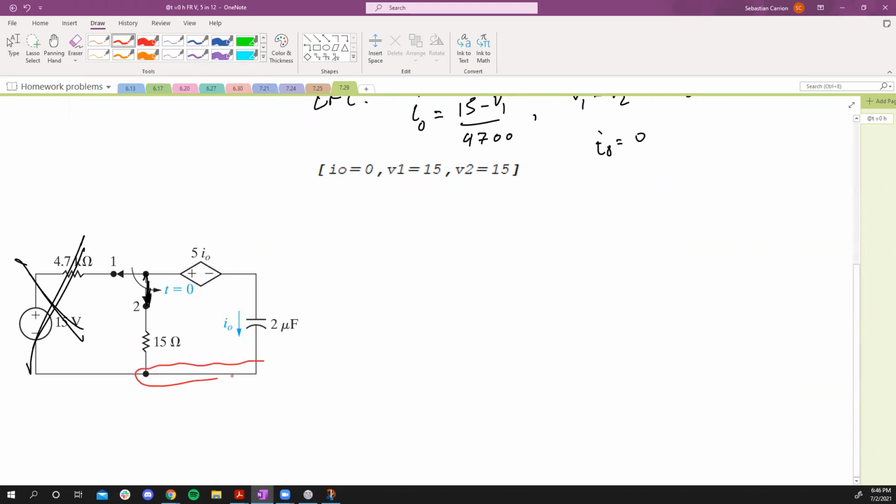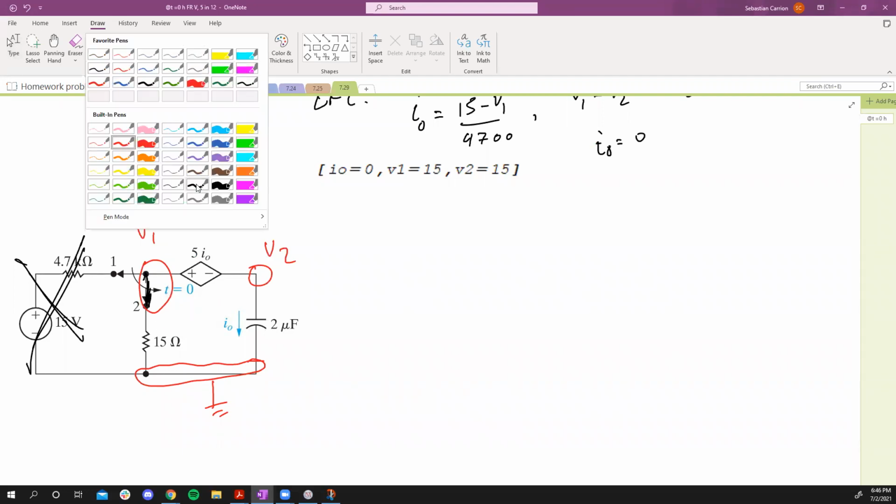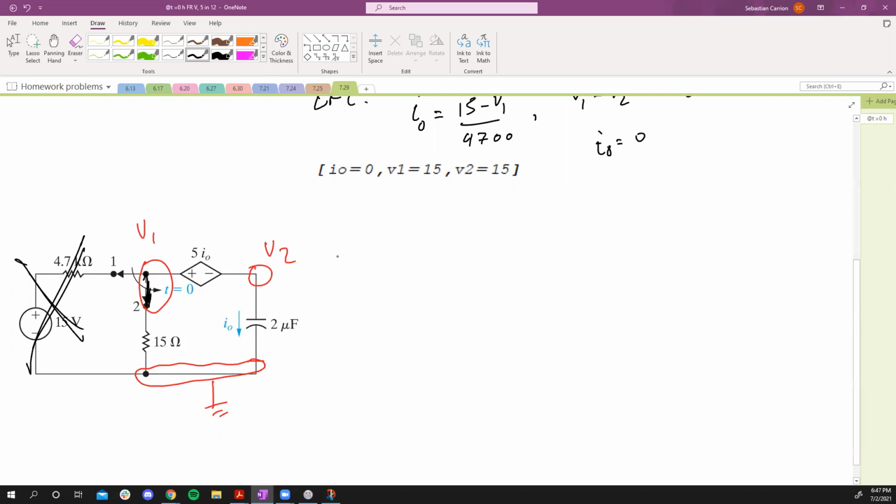All right, so let's go ahead and label. I'm going to call this my ground still. It's going to be V1 and then V2. Then KCL is still the same. So our equations for components: i0 is equal to (0 minus V1) over 15. V1 minus V2 equals 5 i0.